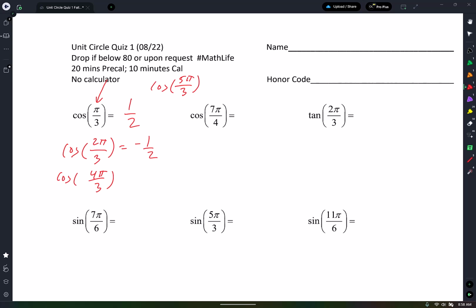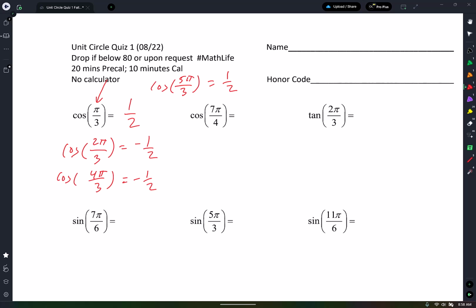Oh, that's quadrant 3. Everything's negative in quadrant 3. Negative half. 5 pi over 3, oh, that's quadrant 4. Double the denominator minus 1. Cosine's the x value. In quadrant 4, x is always positive. Oh, this must be a 1 half. Do you see how I'm doing it, guys?